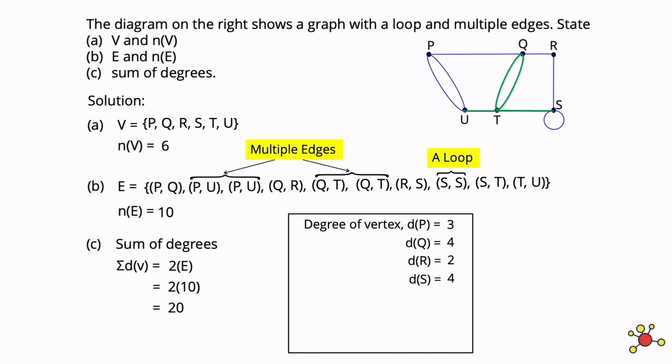4 edges from vertex T. Degree of vertex T is 4. And 3 edges from vertex U. Degree of vertex U is 3. The sum of the degrees is 20.